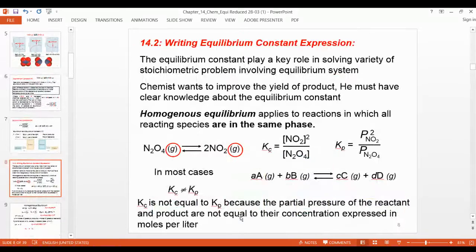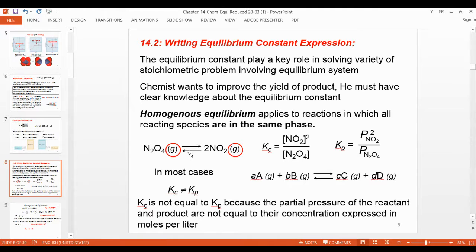All right. Now, writing the equilibrium constant expression. We have two types of equilibria, homogeneous equilibria and heterogeneous equilibria. Homogeneous equilibria are those in which all species are in the same state, like liquid, gas, or aqueous. If you have two different states, like solid and gas, or liquid and gas, that is heterogeneous equilibria.